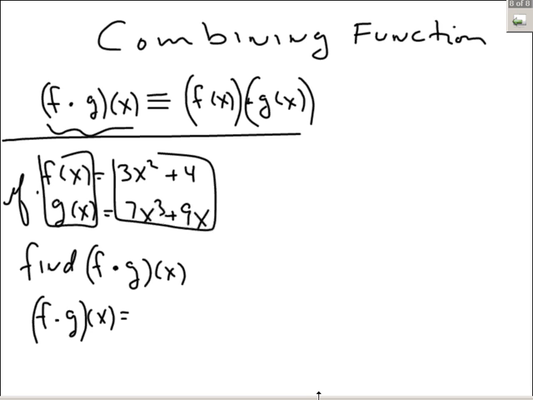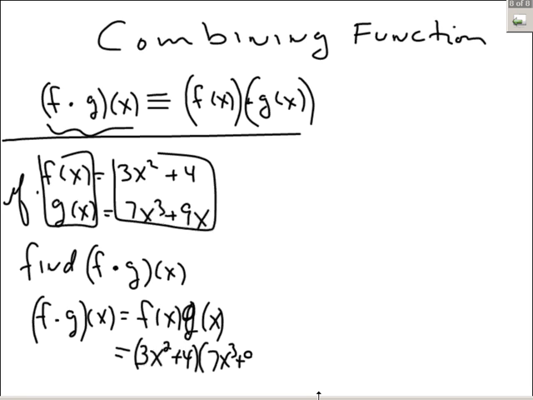F dot g of x, by definition, is f of x times g of x. Okay, if you want to, you distribute that out. If instead of dot, if it had a slash, that is division, you divide the two.